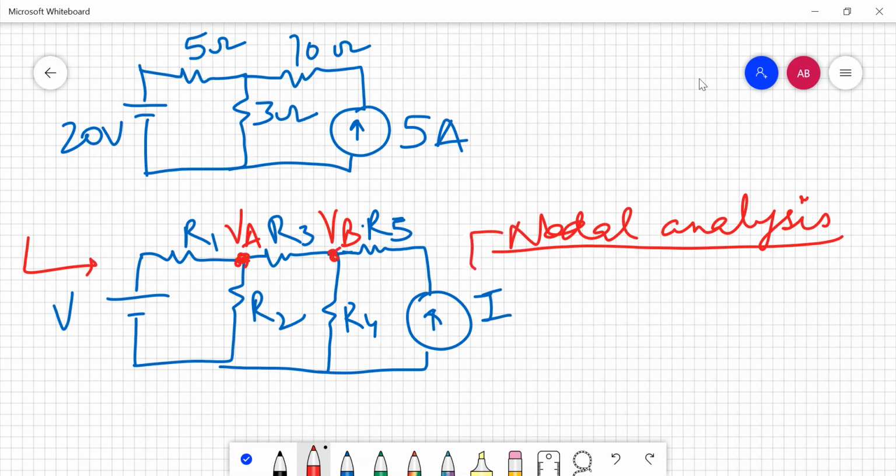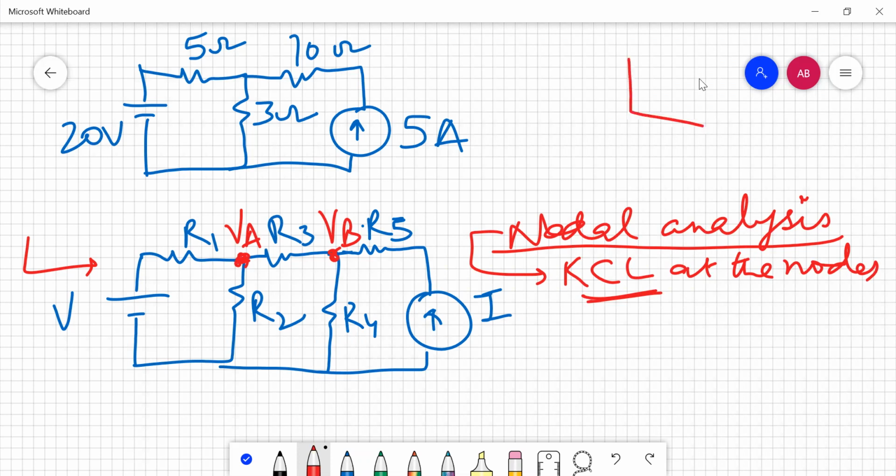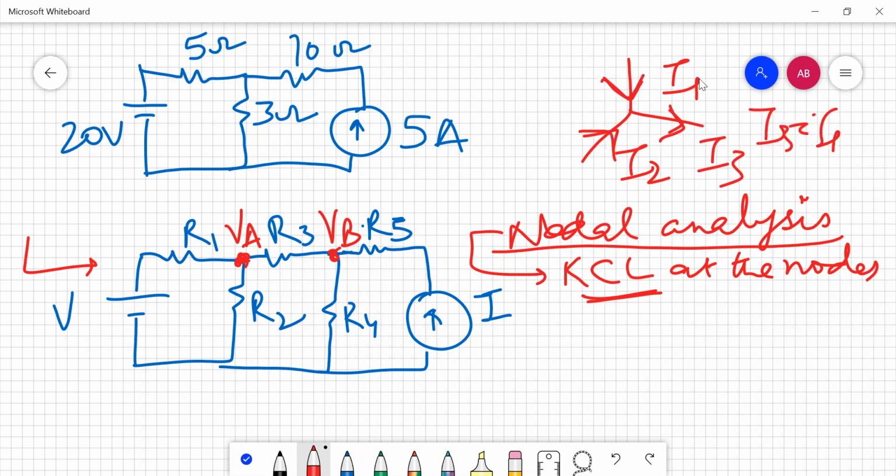So for nodal analysis, we always apply KCL at the nodes. Mind it, the value is always in form of current. KCL is the Kirchhoff's current law. So when we talk about VA, let's say we have got some node here. And when we talk about current, let's say this is I1, I2, and let's say this is I3. So the incoming currents will be equal to the outgoing. So that means I3 will be equal to I1 plus I2.